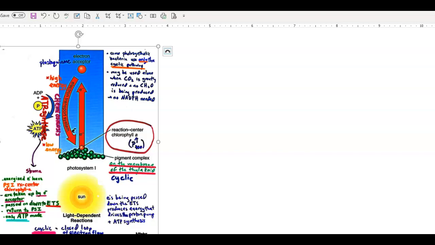Hydrogens build up on the inside. They're trying to get away from each other. They're all positive. They want to go from high concentration to low concentration. So hydrogens are going to try to get away from each other by going through ATP synthase. Because they want to go from high to low, they go through ATP synthase. So it's that concentration gradient that's powering chemiosmosis. ATP is made as those hydrogens go through ATP synthase.